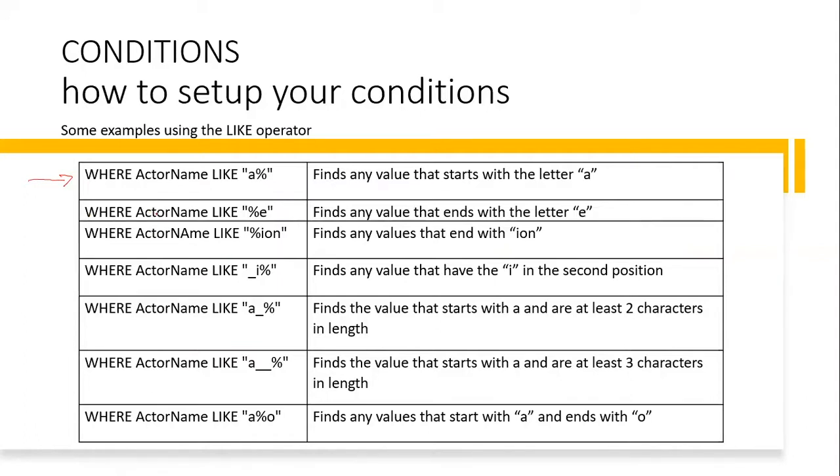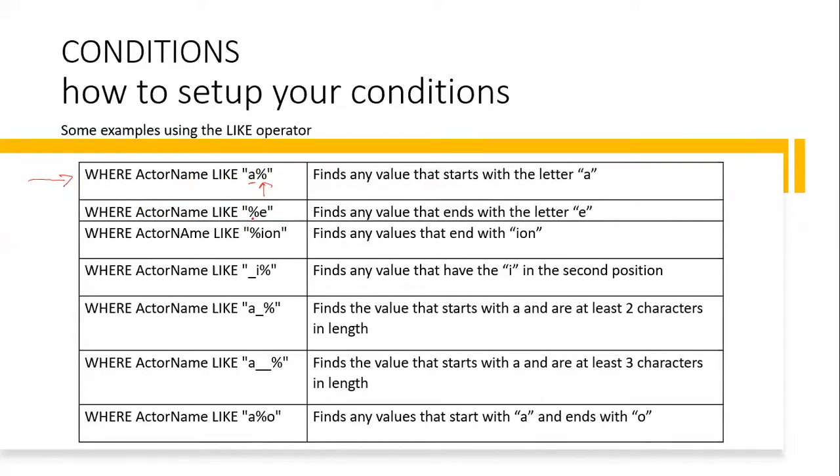So if we had to say where actor name like A, and then we have the wildcard percentage. This means that we're looking for some actor name that starts with the letter A, and then percentage means you can have one or more characters thereafter. Multiple characters can be used thereafter. So this will return all actor names starting with the letter A.